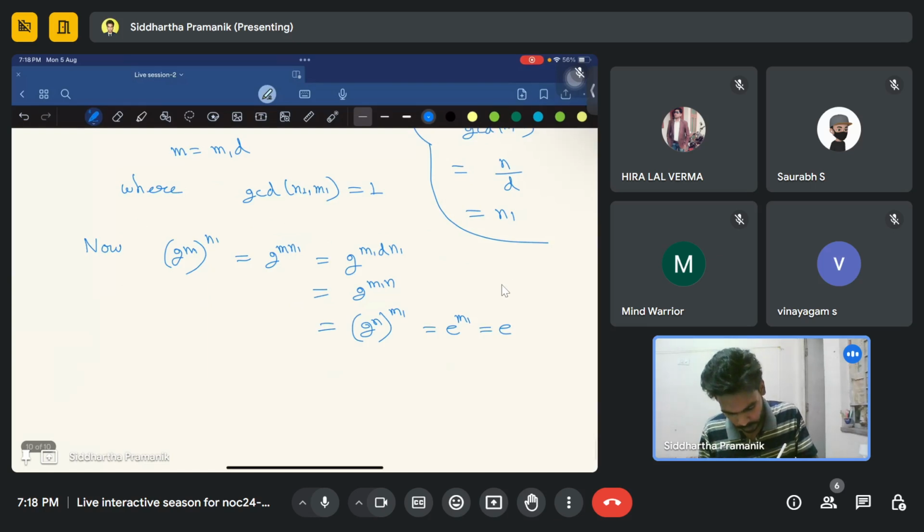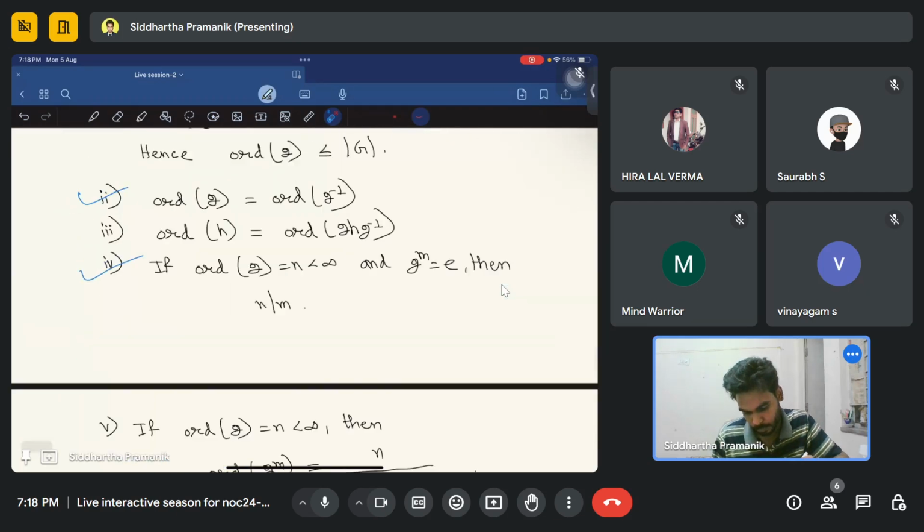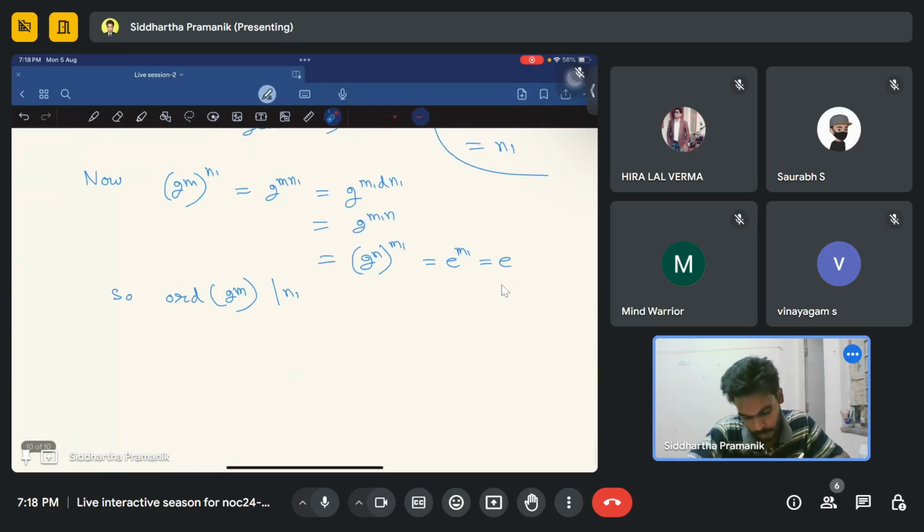So from this we can conclude order of G power m must divide n1, right? Because of the last property: order of G is something n and G power m is identity, then n must divide. We are using this one. So order of G power m must divide n1.